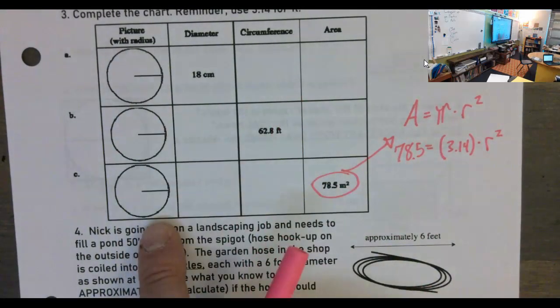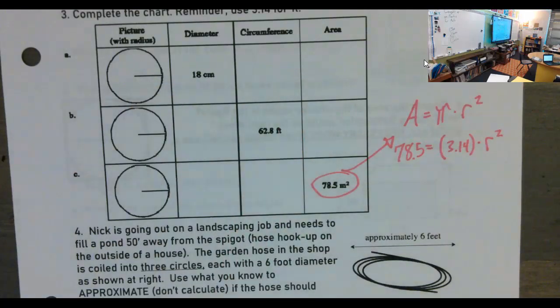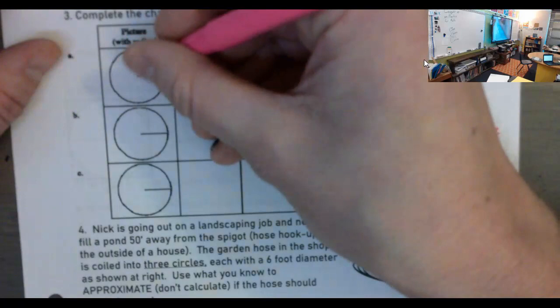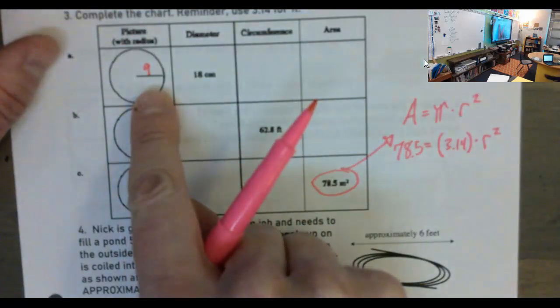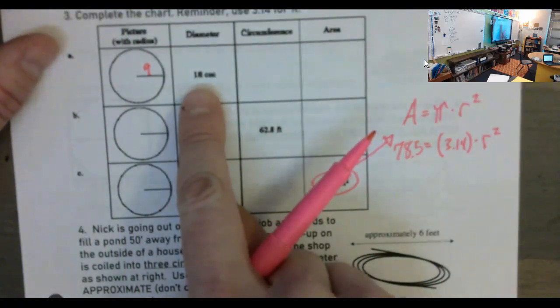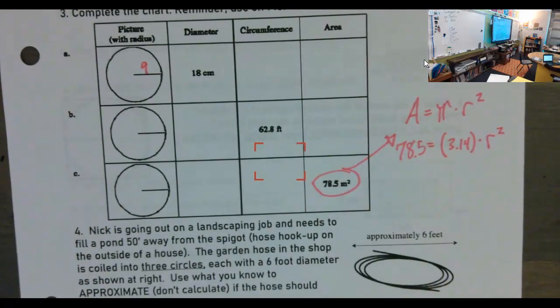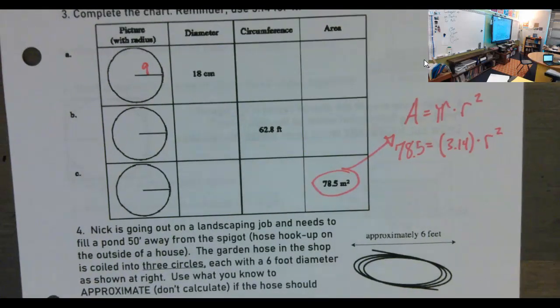I left these pictures here in case you wanted to draw on the picture. So with my diameter of 18, the radius would be 9. Right? If the diameter is 18, the radius would be 9. Questions on 1, 2, 3.